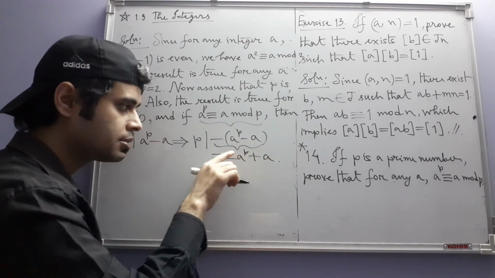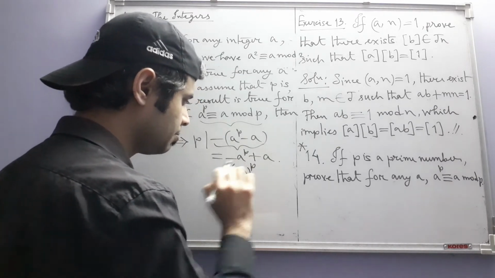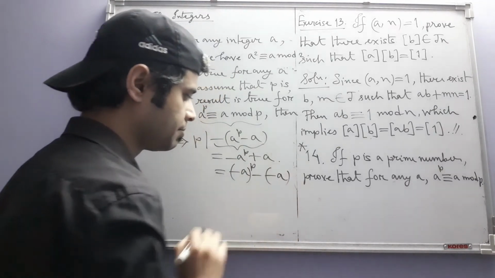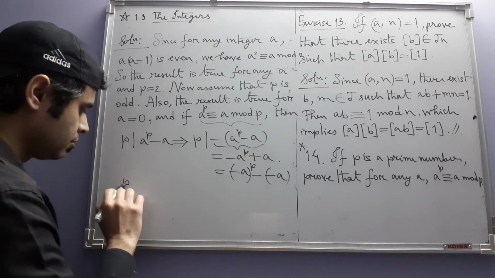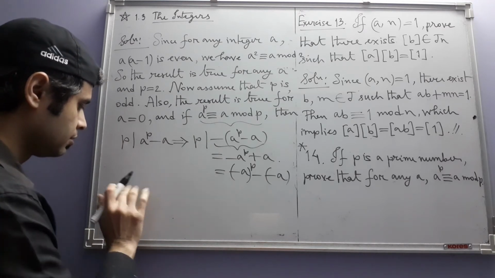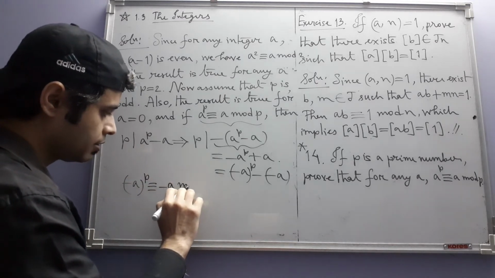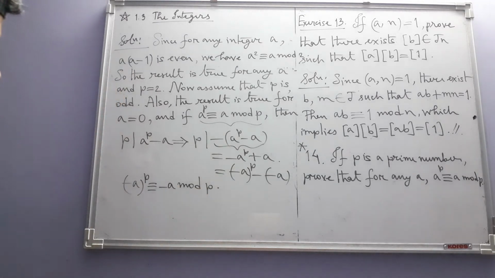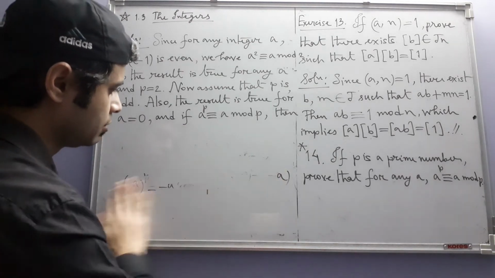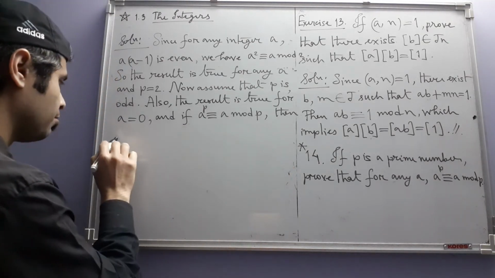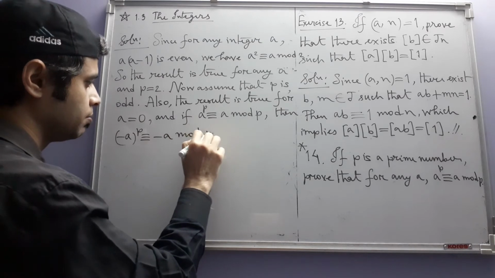Now note that p is an odd prime. So minus a to the power p can be written as minus a whole to the power p. So from this we have this other congruence which has minus a in place of a. What does this tell me? Then minus a to the power p is congruent to minus a mod p.